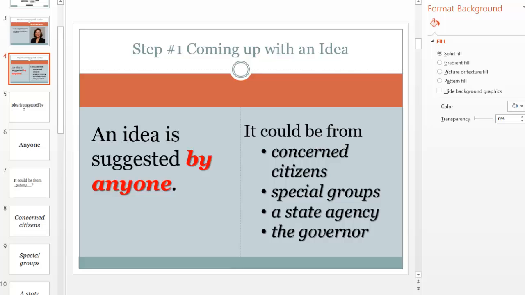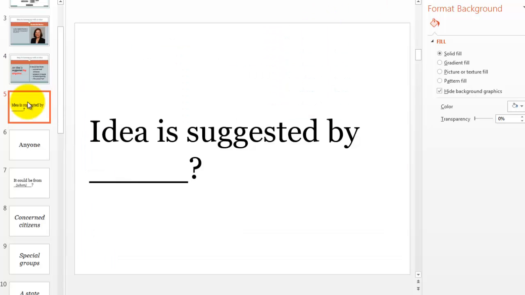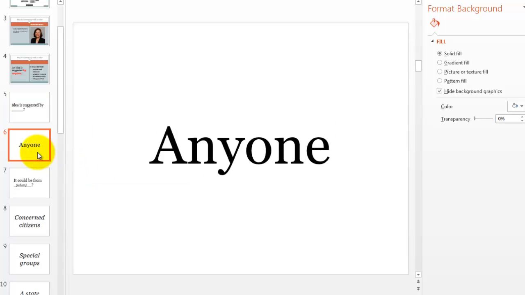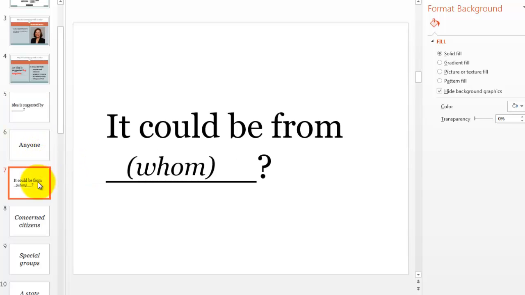Instead of packing all the content into a single slide, if you really want the slides to help you present the information, this is how you do it. You're going to talk about an idea suggested by, and you could also ask questions to your students. You can have your students guess whom. Then you say "anyone" and show this. Then you move on to say it could be from.